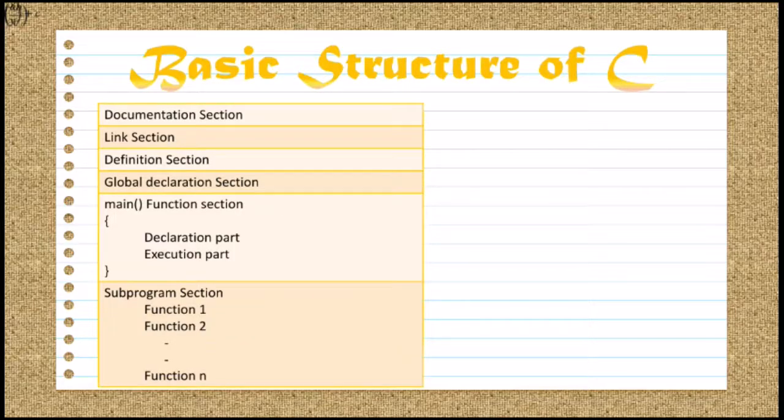The first one is documentation section. It consists of comment lines which are not compiled by compiler. That means whatever you write in documentation part, it doesn't affect your program. Comments are added in program to increase its readability and understandability. So basically, to make a note in your program, comments are used.